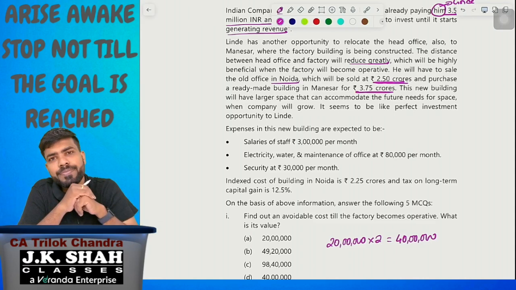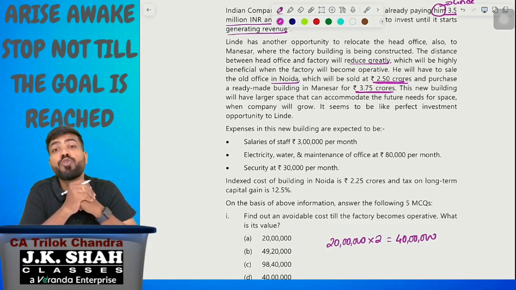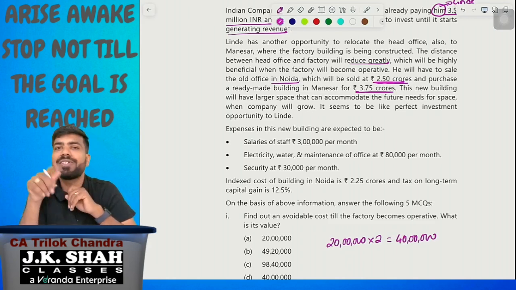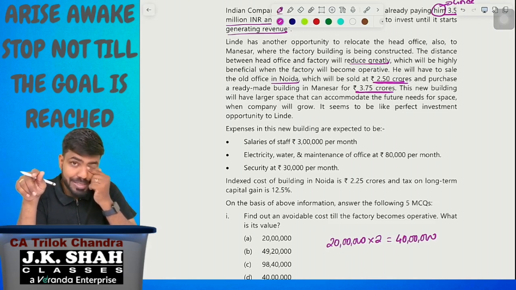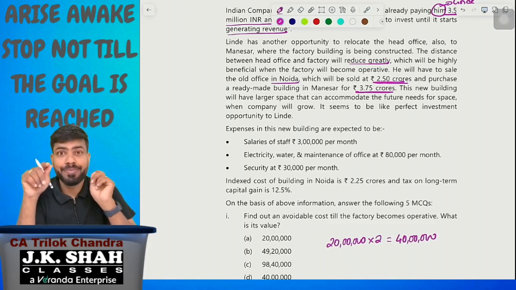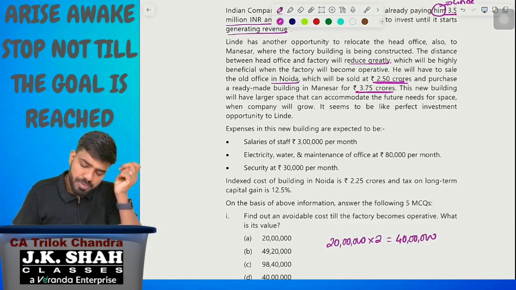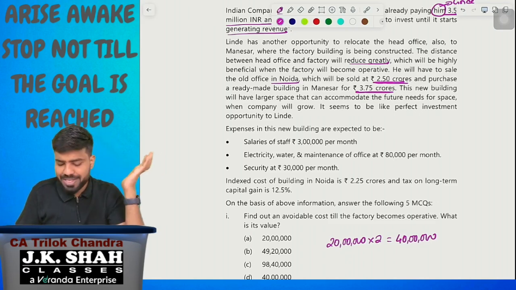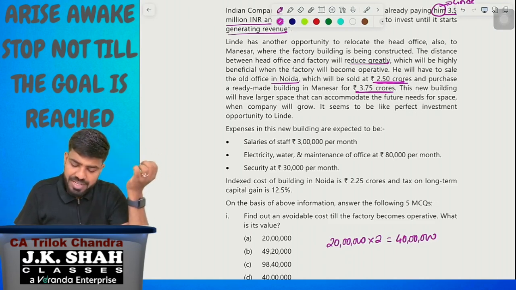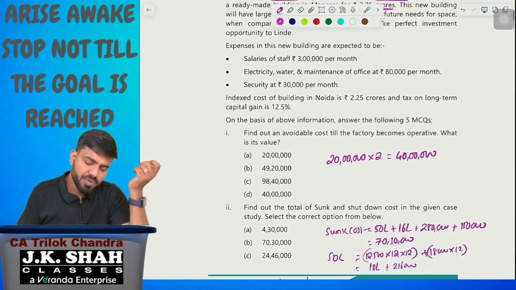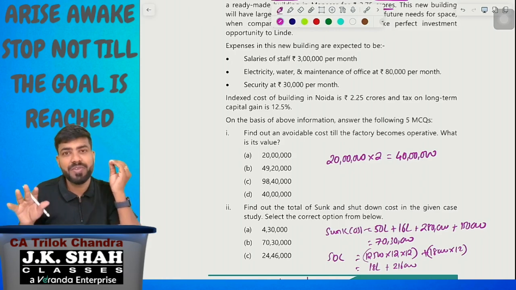What is happening? He wants to sell the Noida property and purchase a property in Manesar for the head office purpose. He is planning to sell at 2.5 crores and purchase the office in Manesar at 3.75 crores. Are you understanding? This new building will have large space that can accommodate furniture and space needs when the company grows. It seems like a perfect investment opportunity to Lindy. He himself thinks it is the perfect investment for the company.